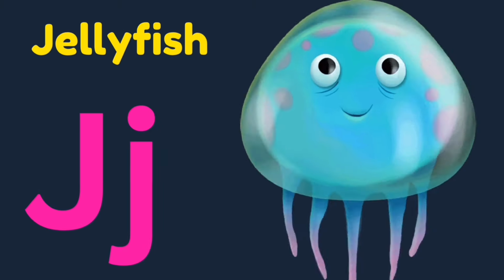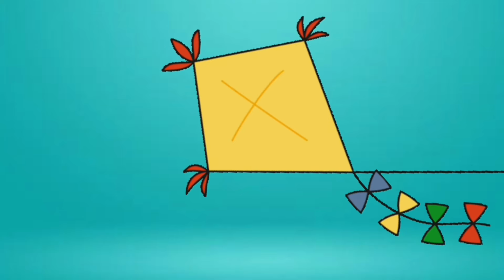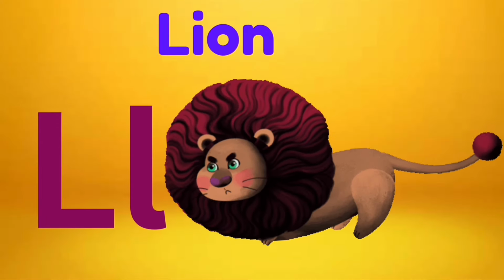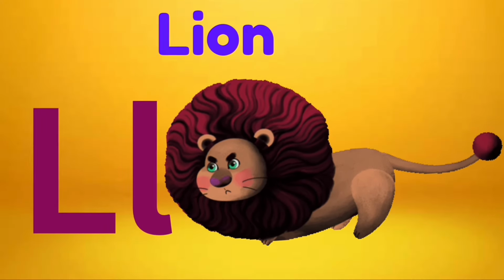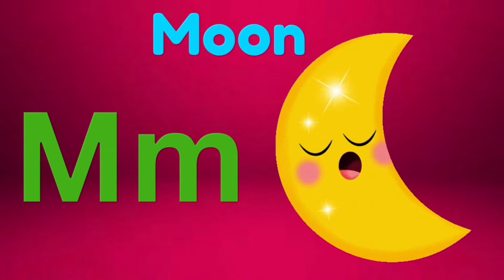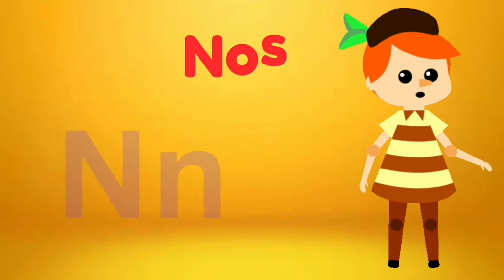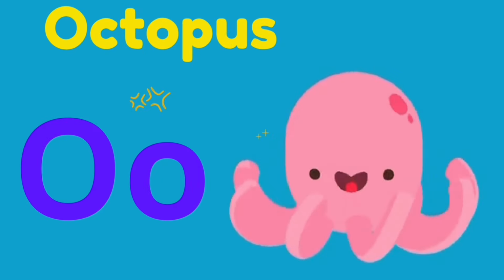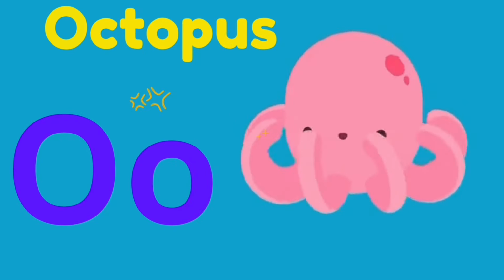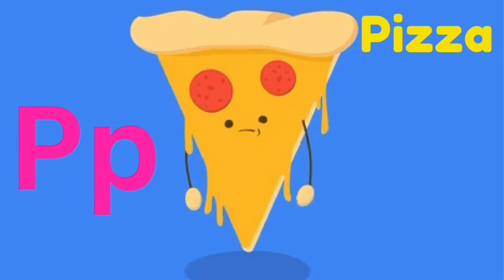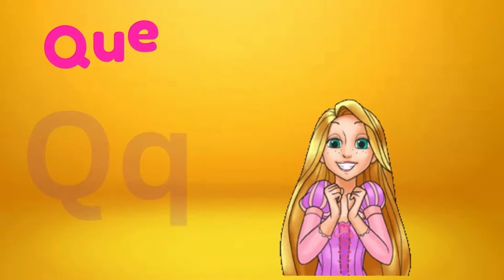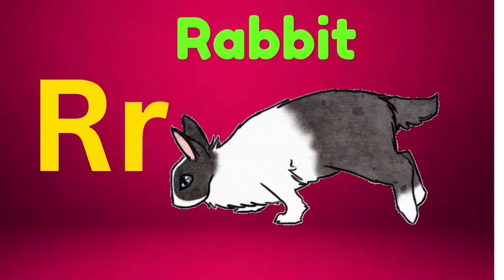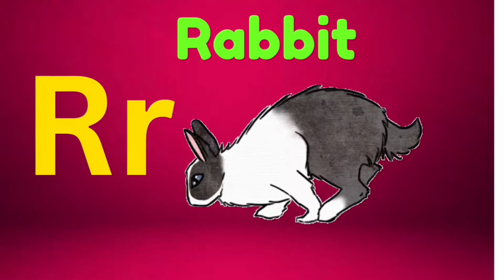J for jellyfish, jellyfish. K for kite, kite. L for line, line. M for moon, moon. N for nose, nose. O for octopus, octopus. P for pizza, pizza. Q for queen, queen. R for rabbit, rabbit.